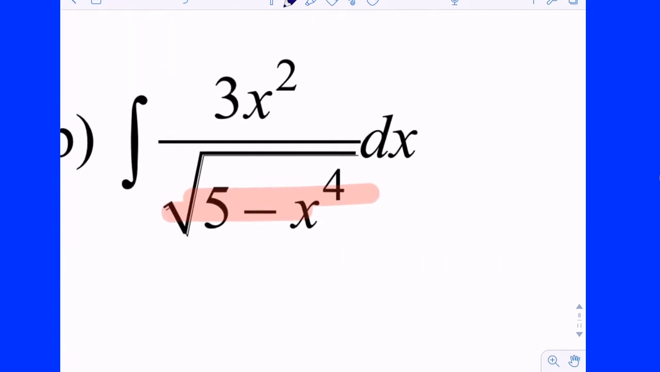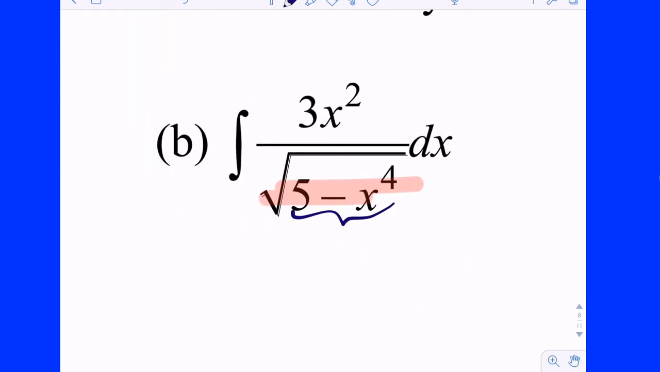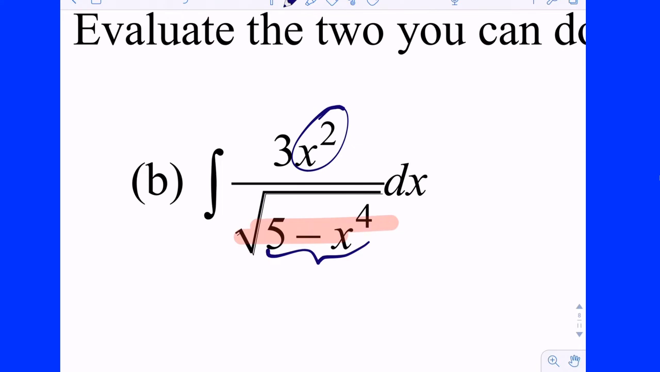Okay, the next one. We have 1 fewer x in the numerator. The derivative of that is 4x cubed. Huh. Are we off by just a constant? No, we're missing an x. And when you're off by an x, you can't just go to the power rule.